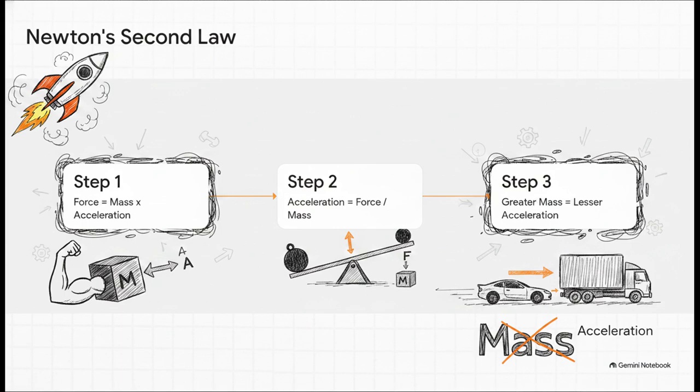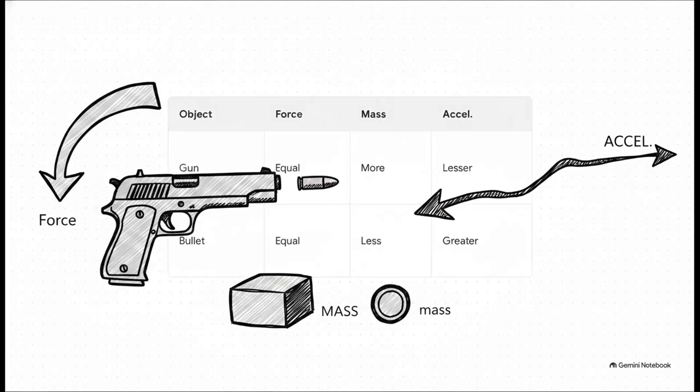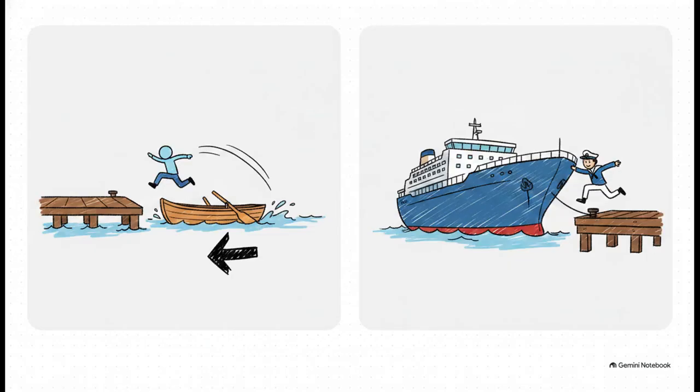Mass fundamentally dictates acceleration. When we compare the gun and the bullet side by side like this, the key variable becomes super obvious. The force applied to both of them is completely equal, but the mass of the gun is much, much more than the tiny little bullet. So, as dictated by the second law, that massive difference in mass is exactly what causes the huge difference in acceleration. To really cement this, let's look at one final analogy.